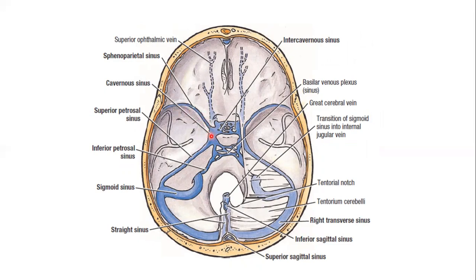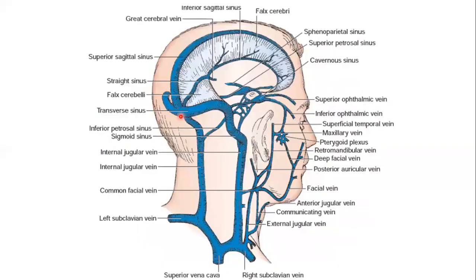Sphenoparietal sinus. This is the paired one as well. So these were a few sinuses we could identify among the paired ones. And as we move to the unpaired, first of all, this is the superior sagittal sinus.